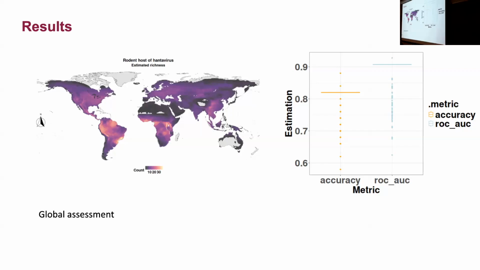Okay, so these are the results of the global assessment of the potential hosts of the hantavirus and where they are located. These are the counts of the species. This is the richness of species that are susceptible to hantavirus. And you can see some regions that are important and could be potentially dangerous. And these are the estimations of the accuracy metrics of our models. So you can see we have fair metrics.